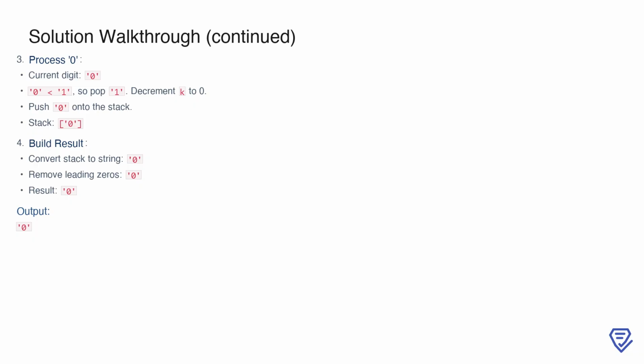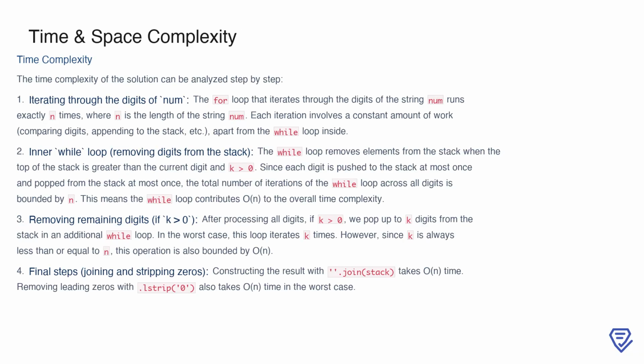With no more digits to remove, we build the result by converting the stack into a string, giving 0. After removing any leading zeros, the result remains 0. Thus, the output for this example is 0. To analyze the time complexity of this solution, we can break it down into distinct steps.